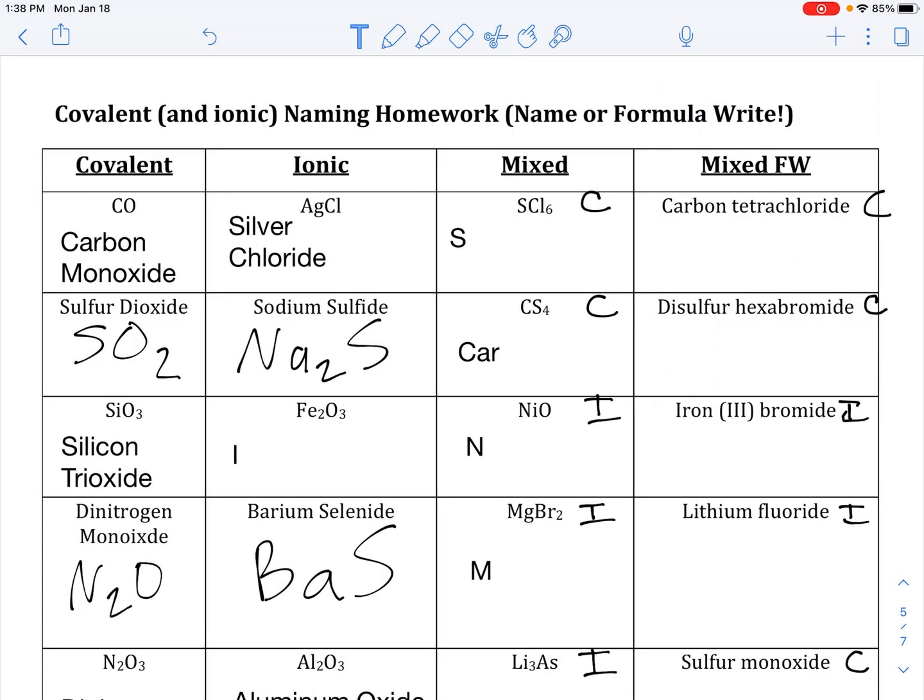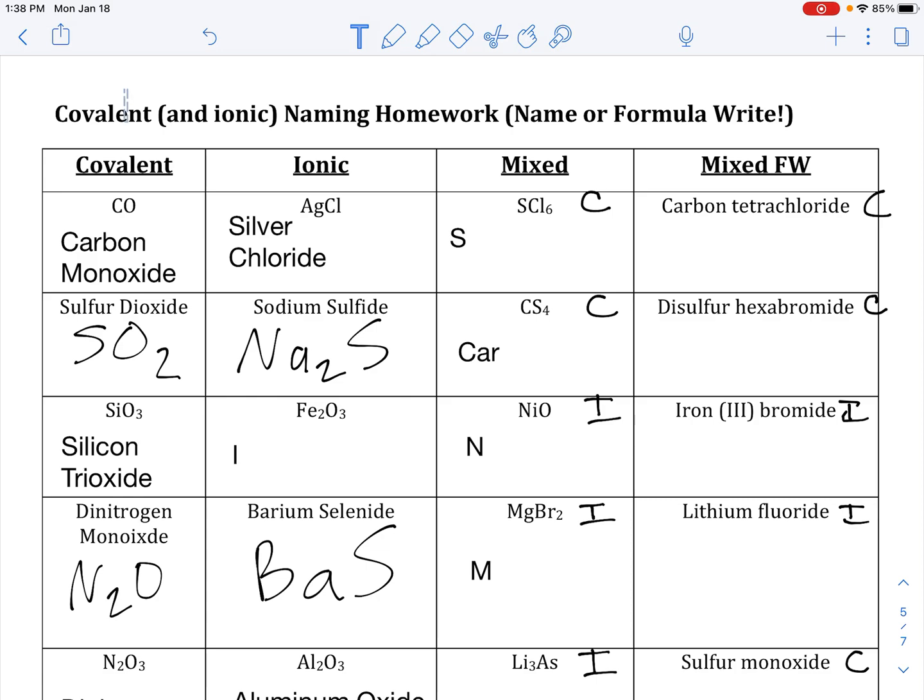Okay, so we're going over covalent and ionic naming and formula writing. These are all multi-charge metal ones. None of them have polyatomic ions, so we'll practice polyatomic ions more next week, okay? But again, these basic skills, ionic and covalent, and determining between them, are the basic framework for us.